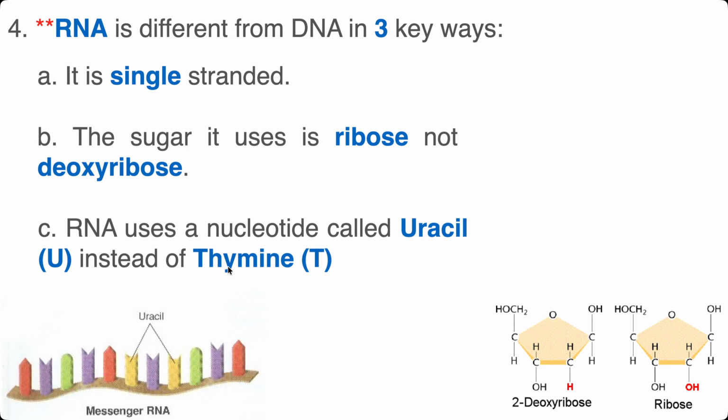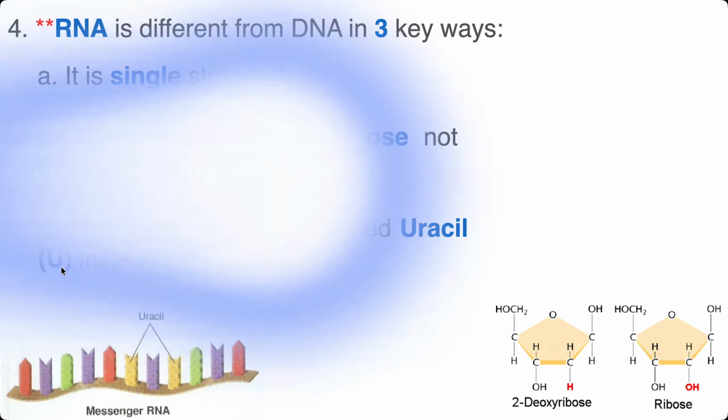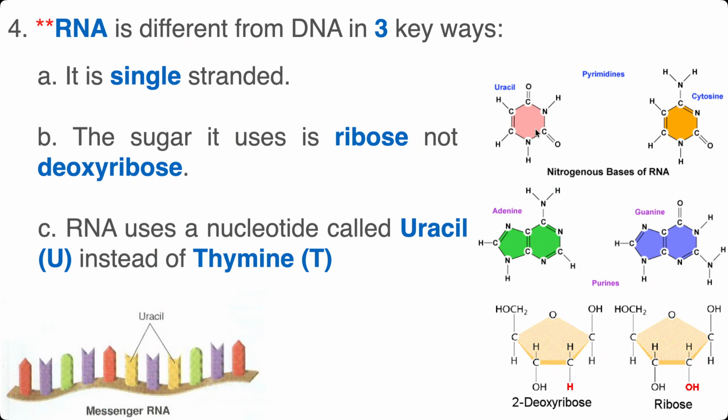And then the last one, which is probably the most important. RNA does not have thymine. So DNA has A, T, C, and G. RNA has A, U, C, and G. And the U stands for uracil. If you're looking at it, here's our adenine, here's our uracil, here's our cytosine, here's our guanine. There's no T, so no thymine, in RNA.